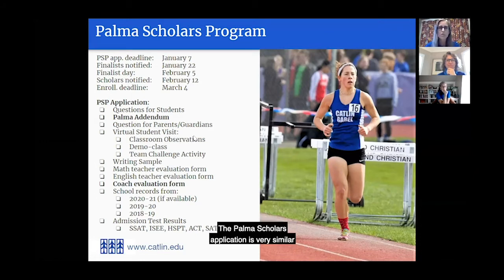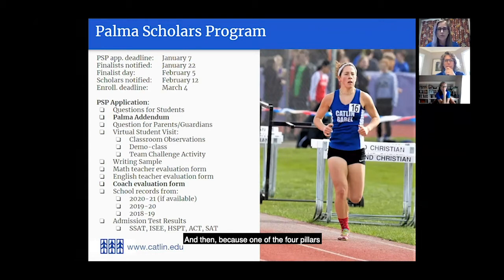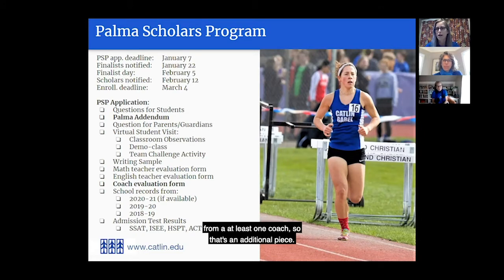The Palma Scholars application is very similar to the upper school application. And if you're not chosen as a scholar, then your child's application immediately goes into the general 9th grade applicant pool. The additional components of the application for Palma are what we call the Palma addendum. Those are just some additional questions that we'd like the student to answer. And because one of the 4 pillars of the Palma Scholars program is that the applicant needs to be a pretty high performing athlete, we also require an evaluation form from at least one coach. So that's an additional piece. All right, next slide.